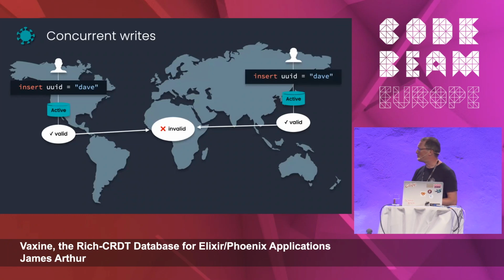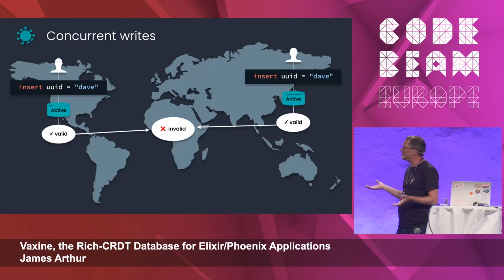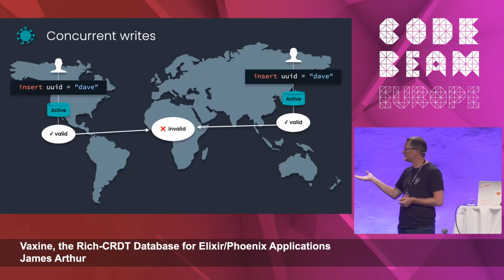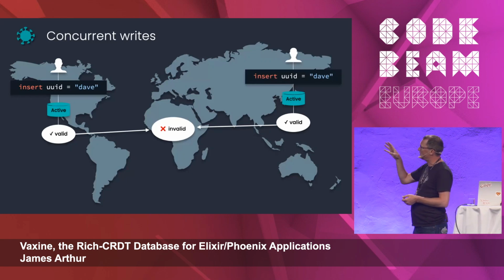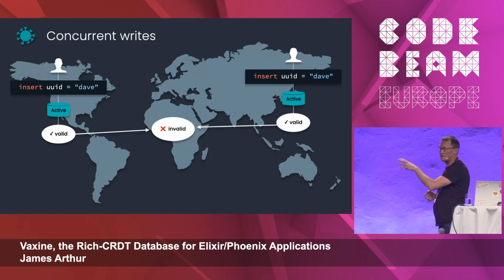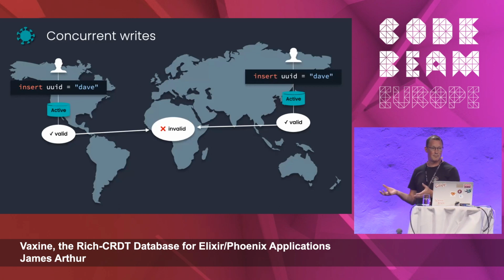This first one is just a simple one showing basically why an AP database can't have a unique constraint. So we simplify it to 2 regions. We have a region in America and one in Japan. And if a user comes along and wants to set their username to Dave in America, then that transaction is valid from the perspective of the American region.